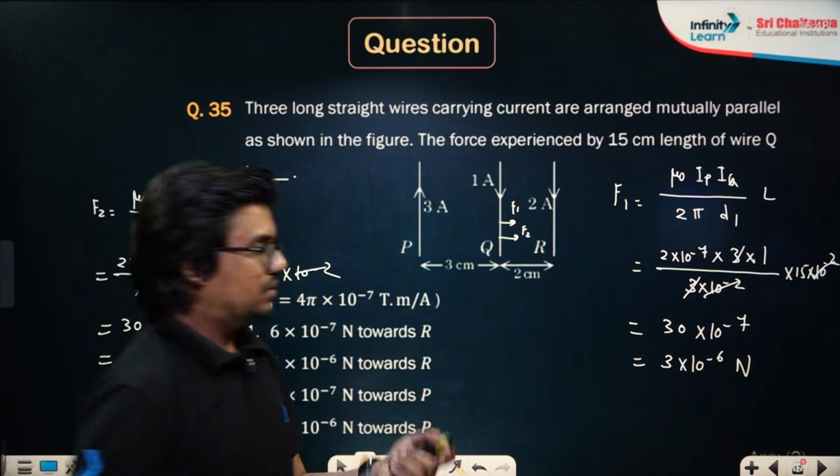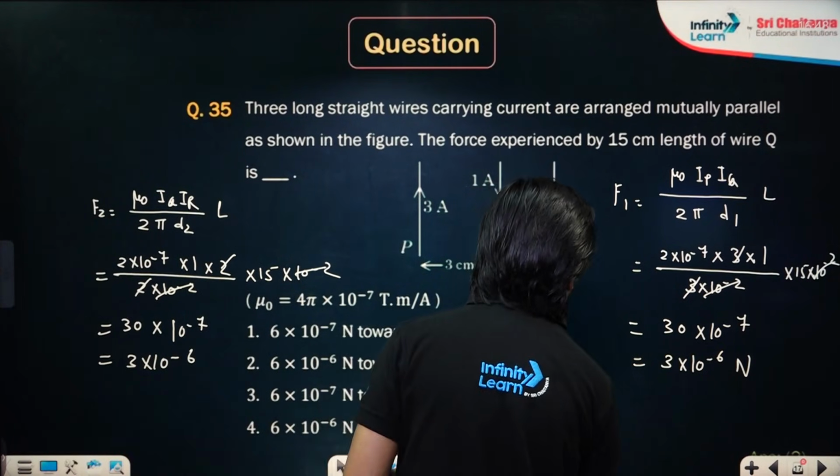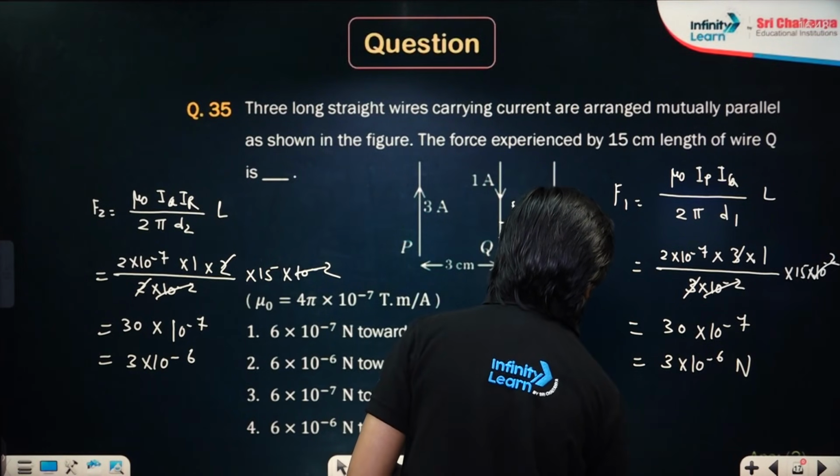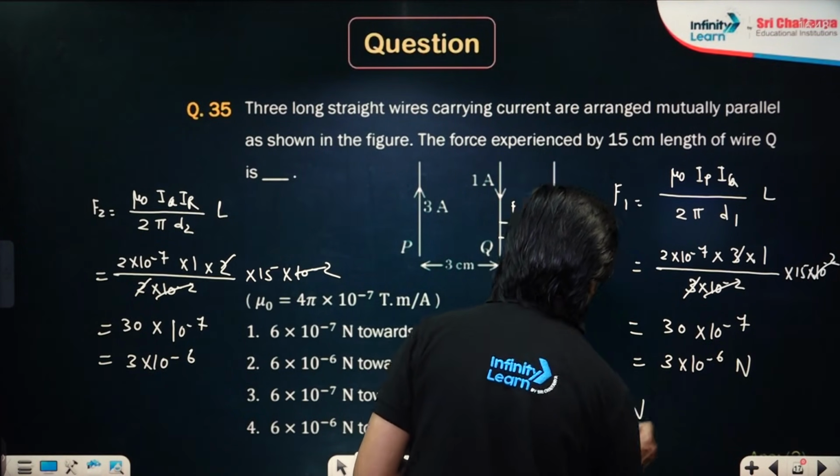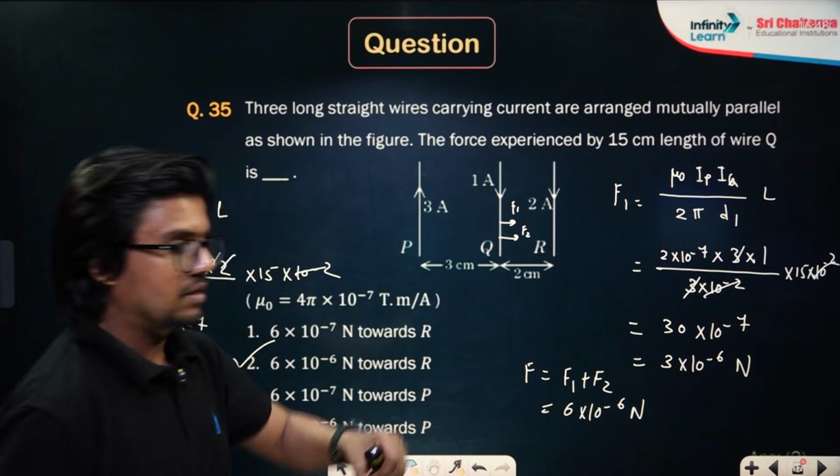Total force acting, net force is F1 plus F2, and this comes out to be 6 into 10 raised to the power minus 6 Newton towards R. Okay, and that is the right answer.